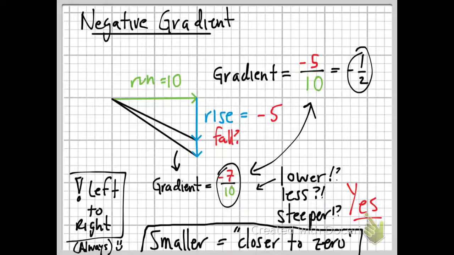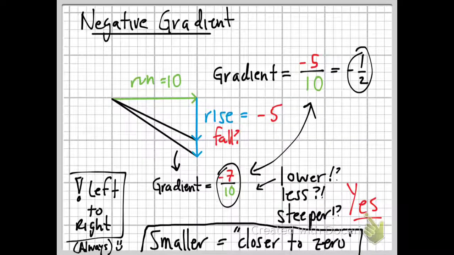If that's a little bit confusing, you can think about money. If you owe somebody money, would you rather owe them 7/10 of a dollar or owe them 5/10 of a dollar? You would rather owe them 5/10 because that's a smaller debt. That's 50 cents as opposed to owing them 70 cents. So you can think about that. The smaller debt corresponds with a less steep line.